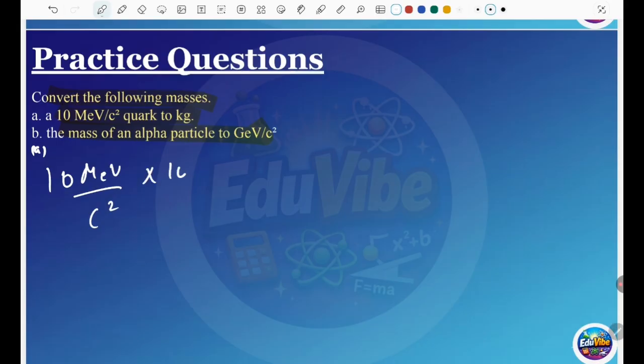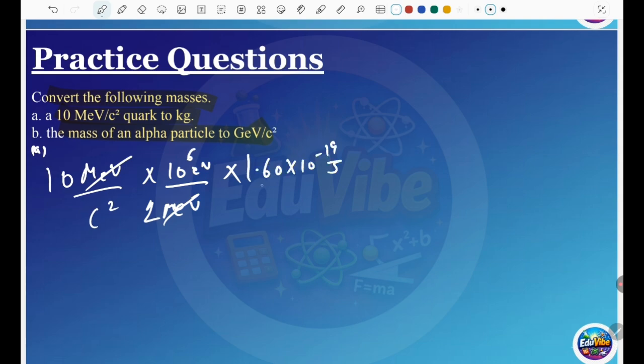First we have to divide this to go to the eV part, and the MeV over there cancels out. Then from eV to joules, we have to multiply again, because when we go backwards, we divide. Now we multiply with this, and your eV cancels out. From that you get a mass of about 1.6 × 10^-12 joules per c².